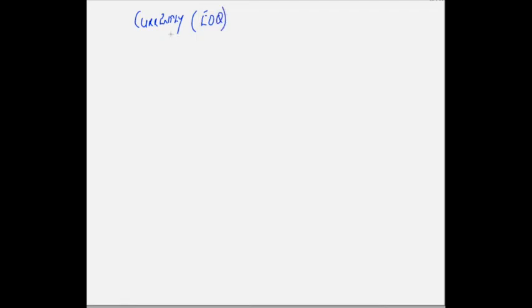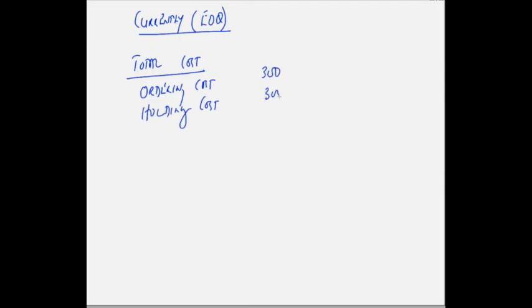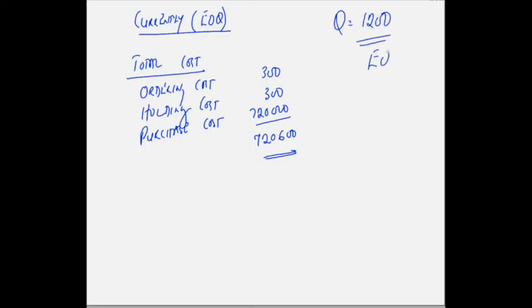Under the EOQ plan, your total cost will be, the total ordering cost is how much? 300, another 300, and the total purchase price costs you how much? 720,000, total 720,600, right? If suppose the supplier has not given any discount, your current order size is 1,200. This is your EOQ, the best ordering size under normal circumstances.